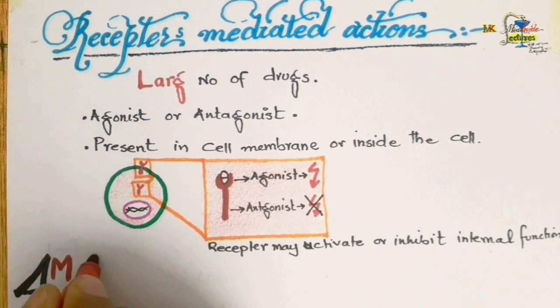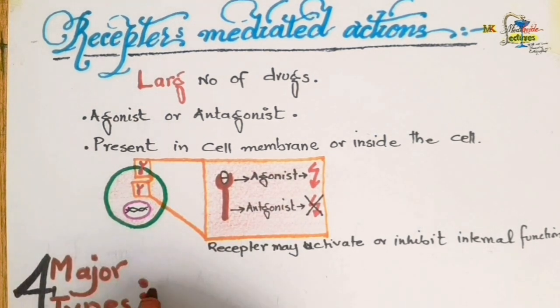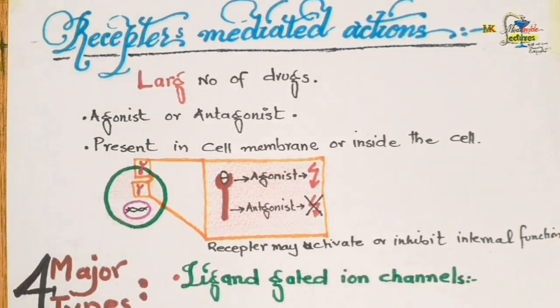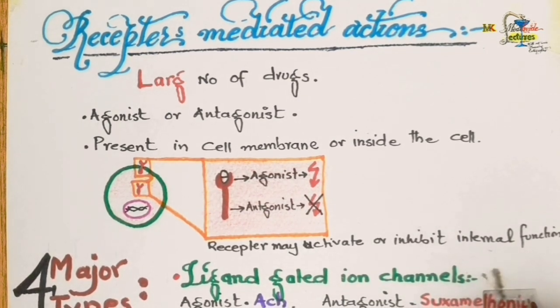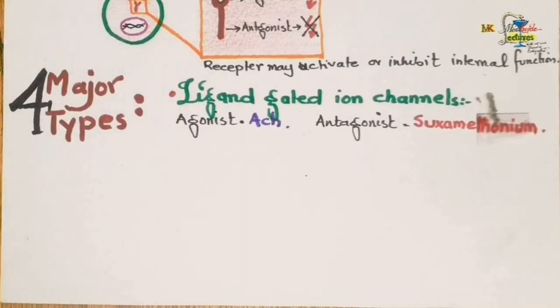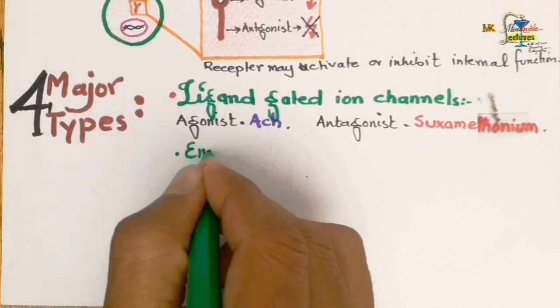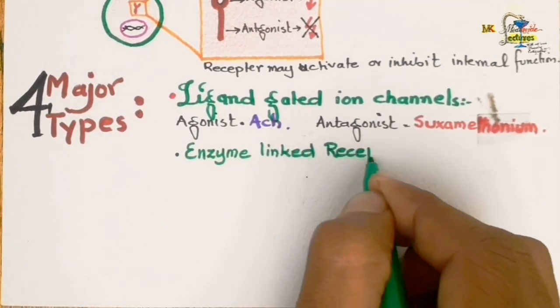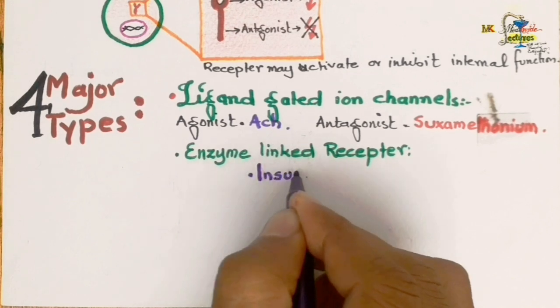Receptors are divided into four major types, which include ligand-gated ion channels. These are kinds of channels which are often opened upon binding of a ligand to them. For example, acetylcholine acts on a nicotinic receptor, and succinylcholine acts as an antagonist on this receptor. After that, the second type is enzyme-linked receptors. These receptors are linked to an enzyme, and thus binding of a drug to its receptor can cause the activation of the enzyme. For example, insulin acts in this way.